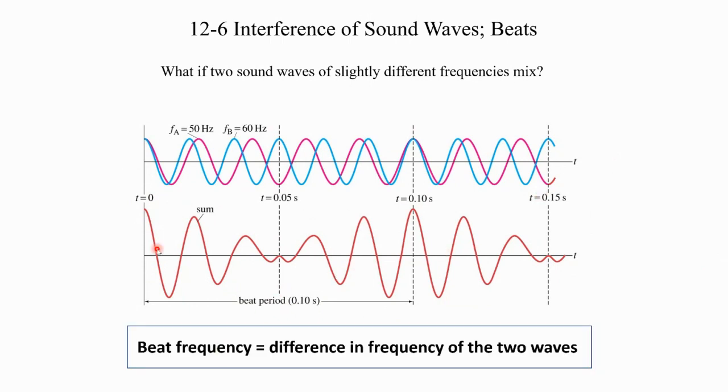In terms of frequency, the beat frequency, which is the frequency of the wah wah wahs that you see here, is the difference in the frequency of the two waves. It's a nice simple relationship. The difference is 10 hertz. So a 10 hertz frequency corresponds to 1 over 10 hertz, which is 0.1 seconds, a period of 0.1 seconds.